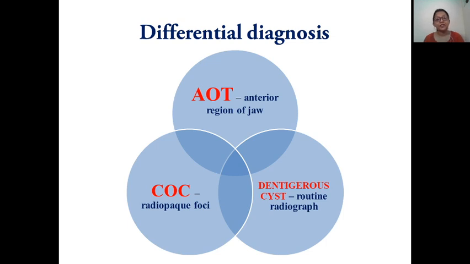Now, these are the differential diagnoses. Adenomatoid odontogenic tumor takes place mostly in the anterior region of the jaw. Calcifying odontogenic cyst shows radiopaque foci in it, whereas the pericoronal space is completely radiolucent. In dentigerous cyst, we carry out routine radiographs every 6 months and see whether the tooth is erupting or not, and then we can conclude whether it is a normal follicular space or a dentigerous cyst.